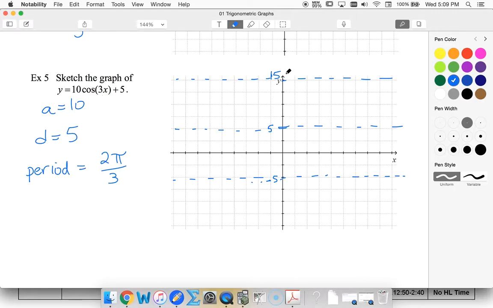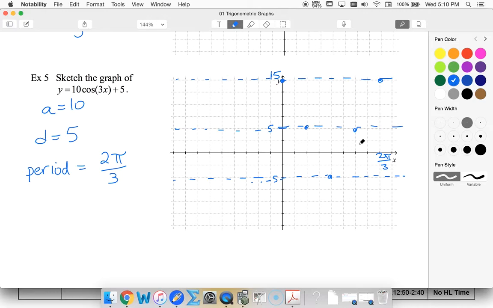Again, cosine starts at its maximum, and I'm still going to spread out my graph. I like to have a nice big graph to look at. But now when I get to labeling my axis, I'm completing a full cycle in 2 pi over 3 radians. So I've taken my graph and I've done a horizontal shrink of it. So now one full cycle happens in 2 pi over 3 radians.